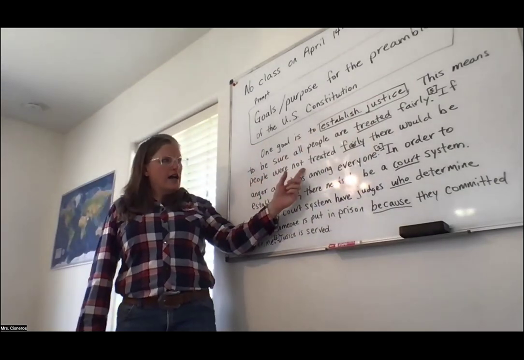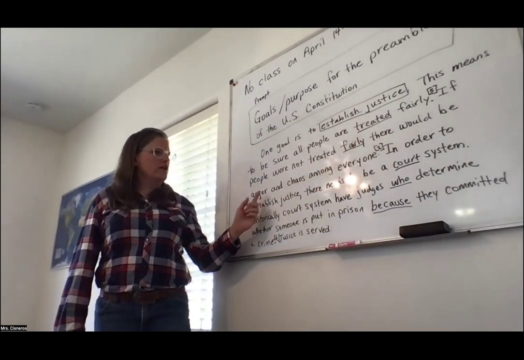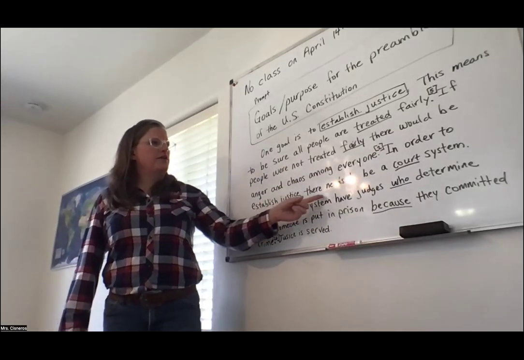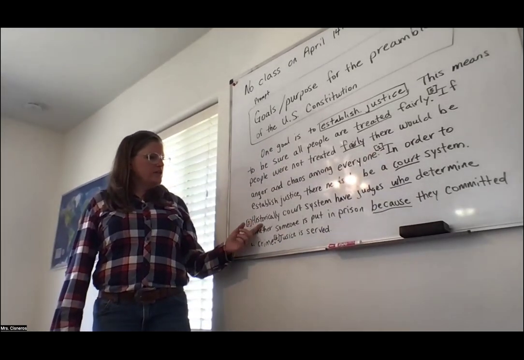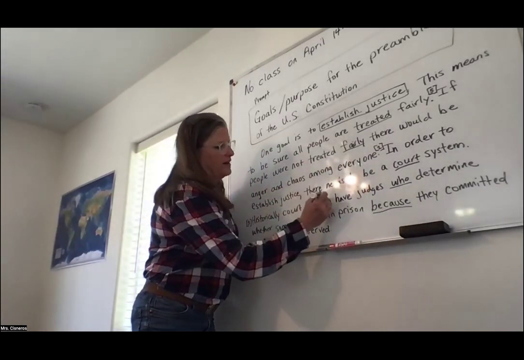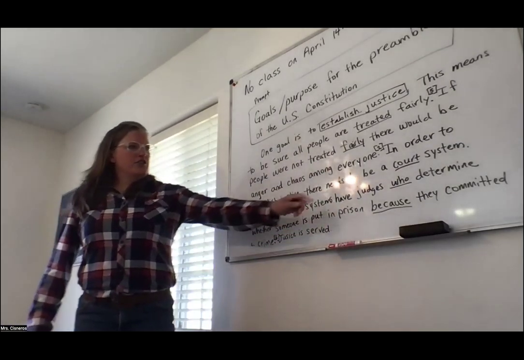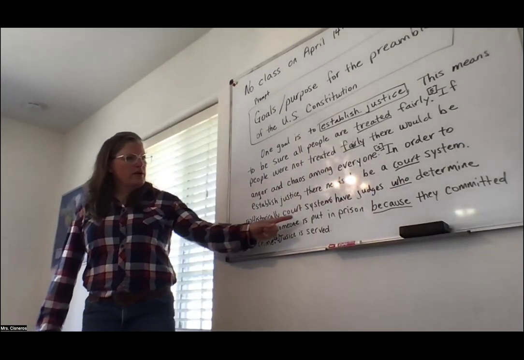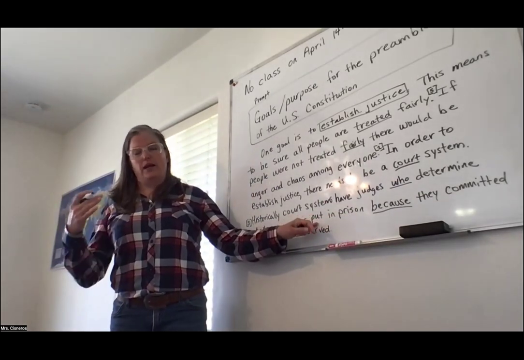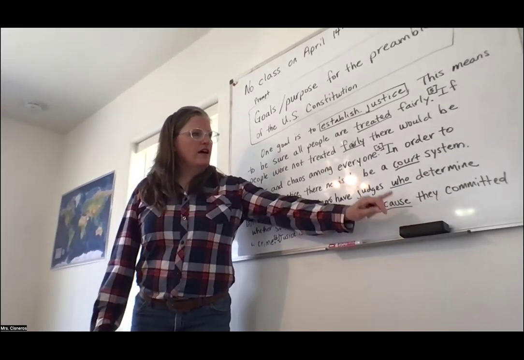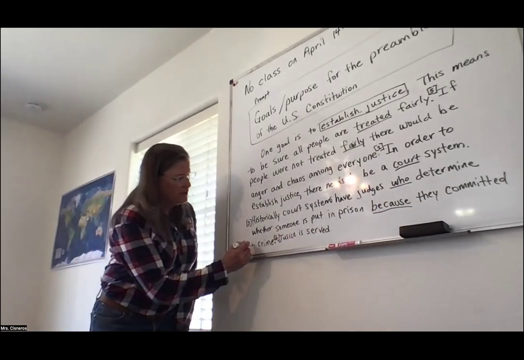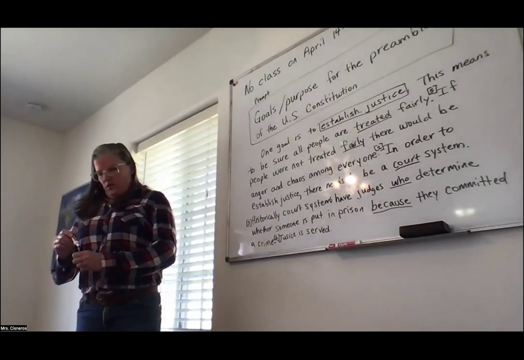If people were not treated fairly, there would be anger and chaos among everyone. In order to establish justice, there needs to be a court system. Historically, court systems have judges who determine whether someone is put in prison. I almost said goes to prison. I was like, wait, that's a bad word. So put in prison because they committed a crime, justice is served.